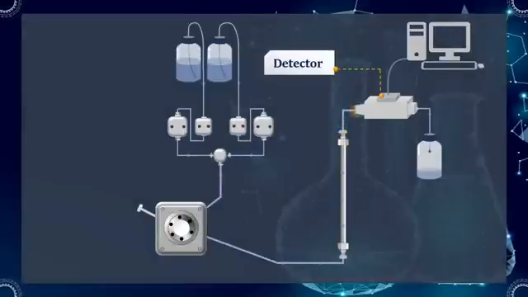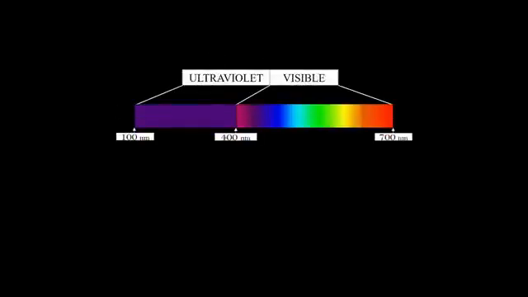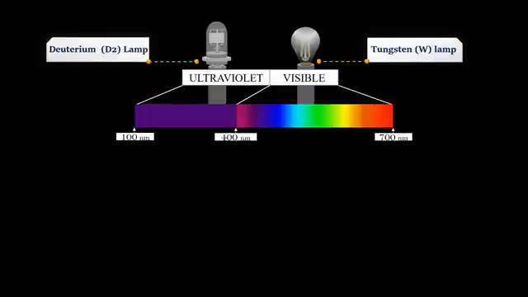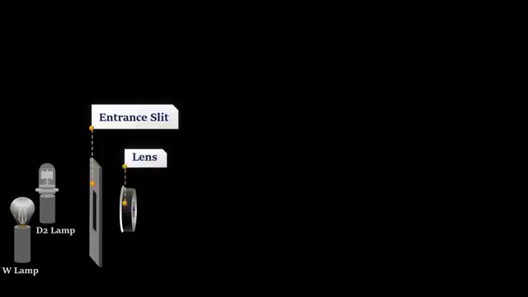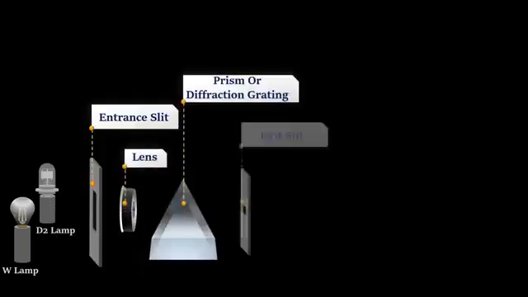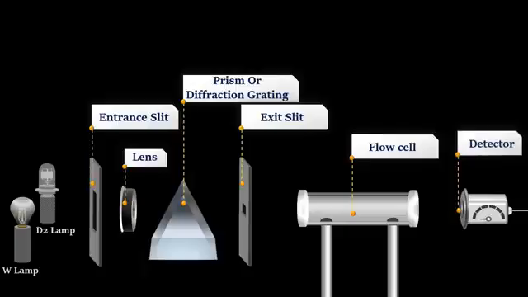As compounds elute from the column, they interact with the detector. Different types of detectors can be used, such as the UV-Vis detector, which shows an absorption spectrum in the ultraviolet or visible region. For UV detection, a deuterium discharge lamp is used as a light source. And for components detection in the visible region, a tungsten lamp is used. In a UV-Vis detector we can also find an entrance slit, lens, prism or diffraction grating, exit slit, flow cell, and detector for absorption measurements.